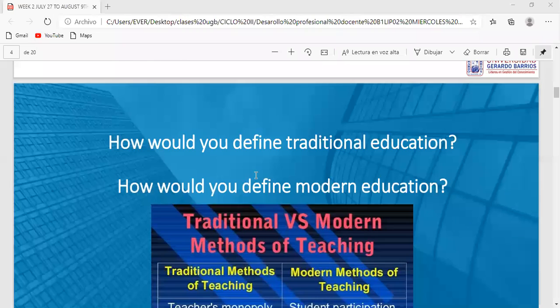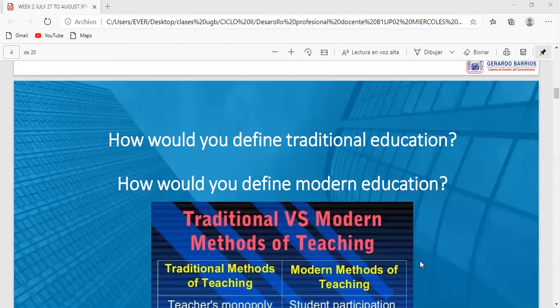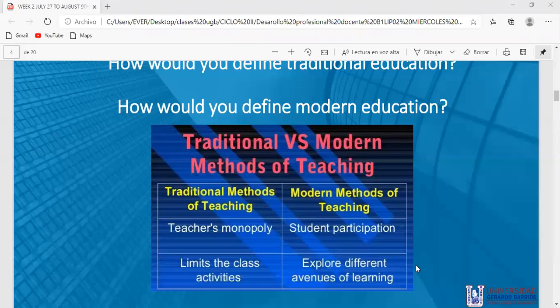Okay, so everybody's back now. I hope you have enjoyed the time for sharing with your classmates. It is always important to discuss and talk to your classmates, so you get fresh ideas about the topic that you're discussing here. We were discussing two things, right? Traditional versus modern methods of teaching, right?